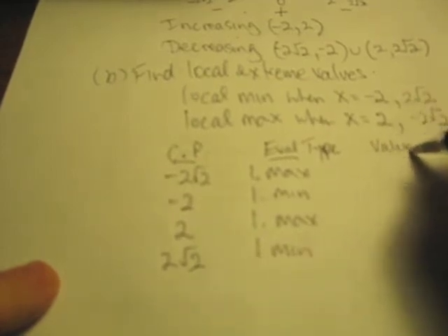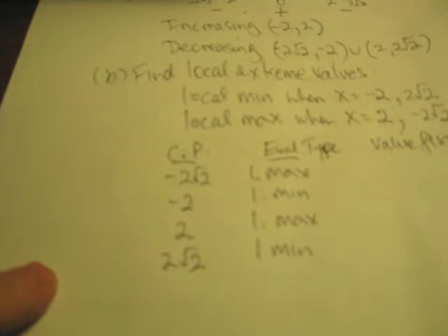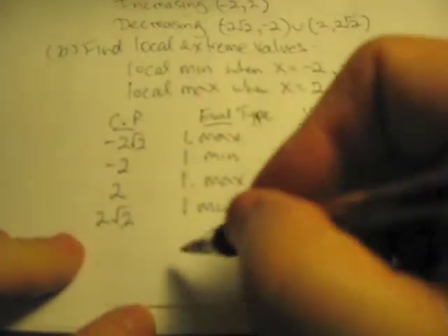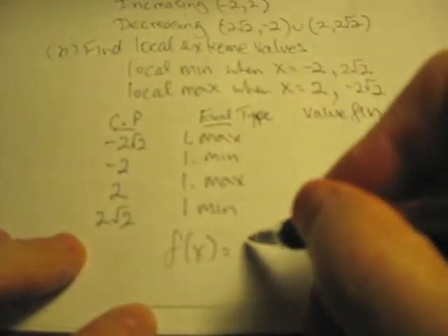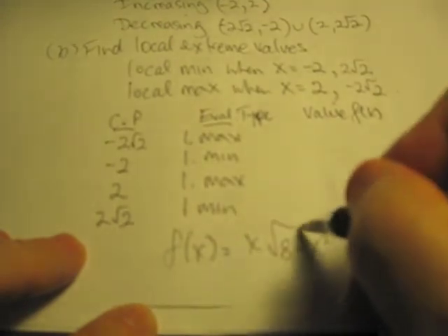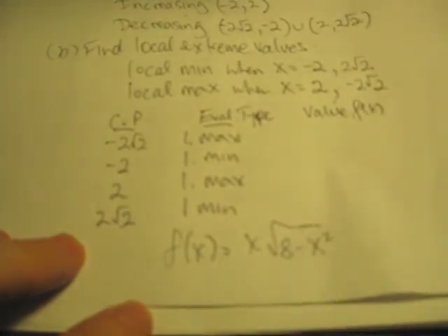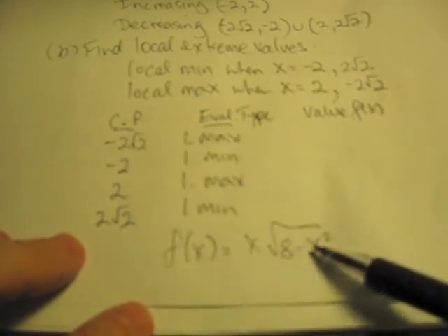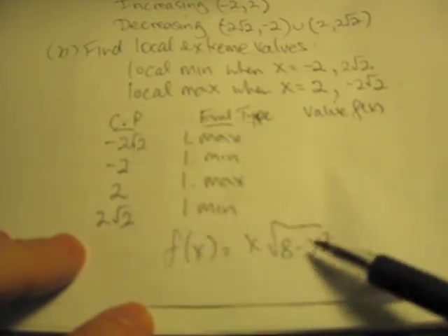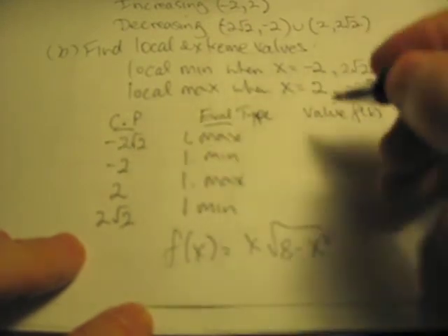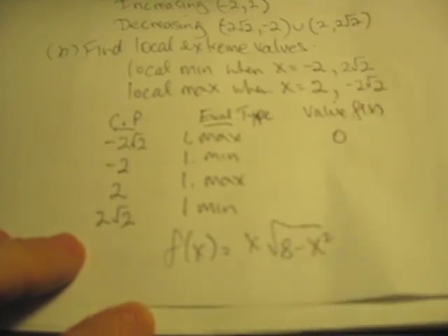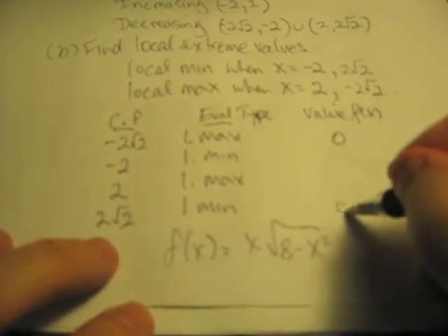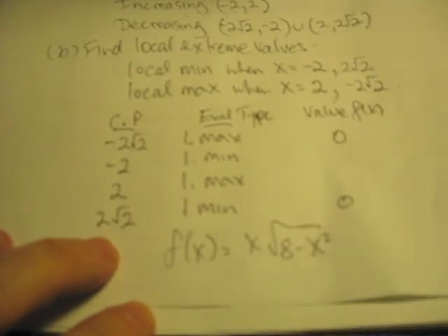Now let's look at the actual value of the function at those points. Remember our function was f(x) = x times the square root of 8 minus x squared. So we're now going to put these values in here. Notice what happens when I put negative 2 root 2 in here. When I square it I get 8, so I get 0 here. So we get a value of 0 for the function at that point. For the local minimum down here we'll get a 0 as well, because of the squared it makes no difference.